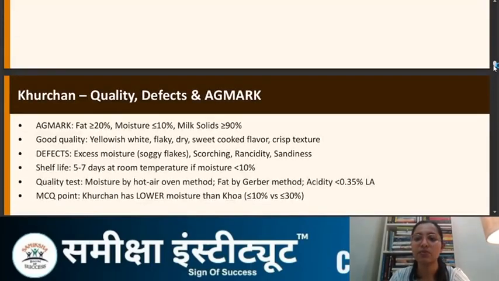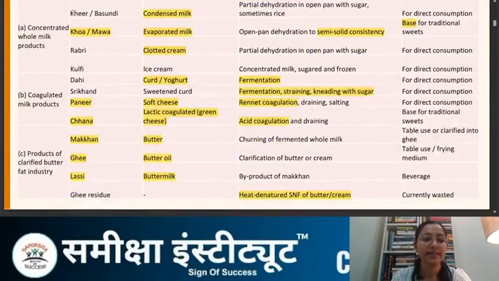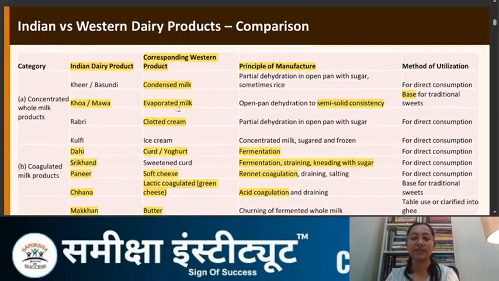Today we discussed the first three important products, starting with kheer, then khoa, and also khurchan. These three concentrated whole milk products we discussed today. In the next class we'll discuss rabdi and kulfi, which are also concentrated whole milk products. After that we'll discuss the coagulated milk products, which are important. Dahi is very important, then shrikhand is also very important. Multiple times they are asked in the examination.